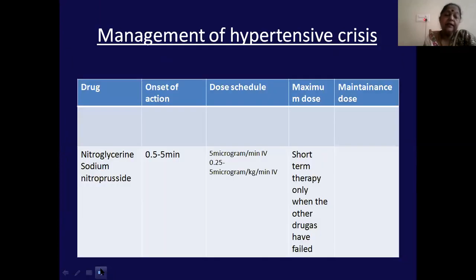Another drug which is used in the ICU is nitroglycerin or sodium nitroprusside. The onset of action is very quick, like 0.5 to 5 minutes, and the dosage schedule is 5 microgram per minute IV, or 0.25 to 5 microgram per kg per minute IV. So it is short-term therapy when other drugs have failed.